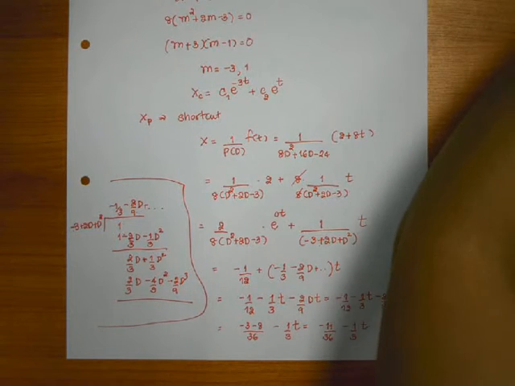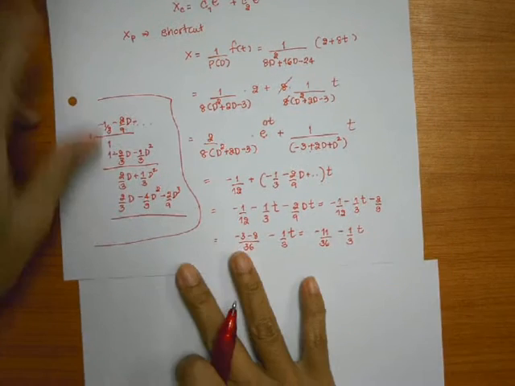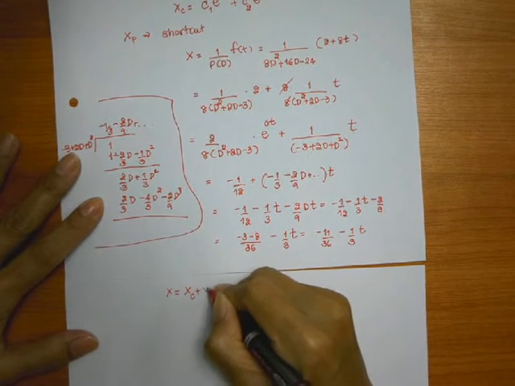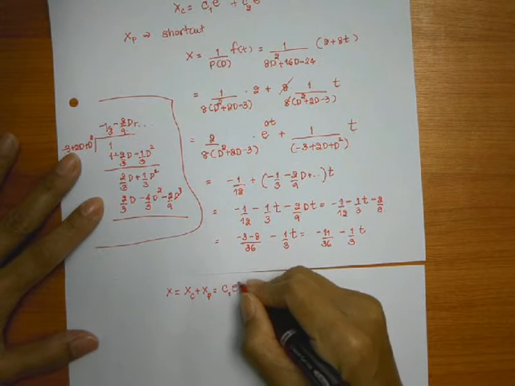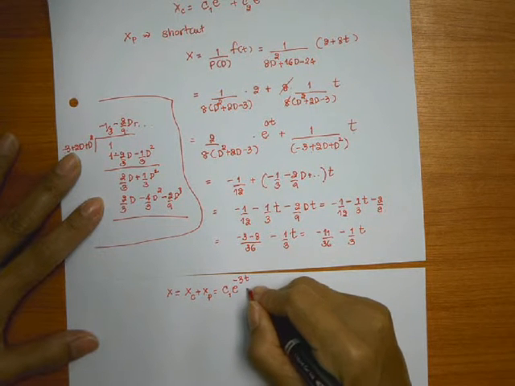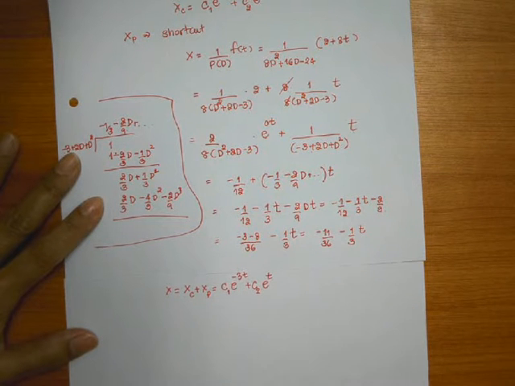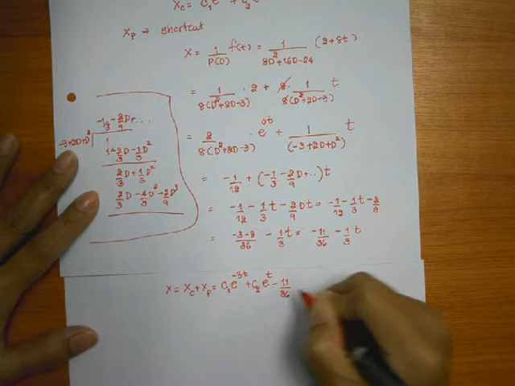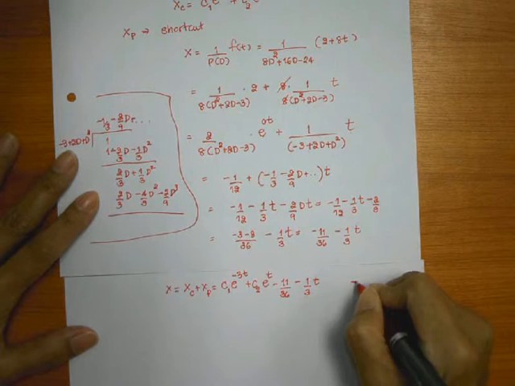After we get our xp, that means we know our x, right? Because our x is combined with xc and xp. We know that our x is equal to c1 times exponential of minus 3 times t plus c2 times the exponential of t. And then our xp is equal to minus 11 divided by 36 minus 1 over 3 times t. That is our x.